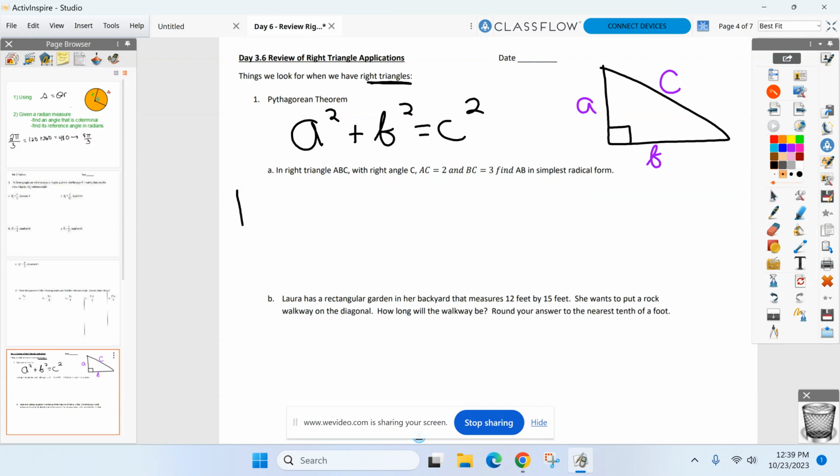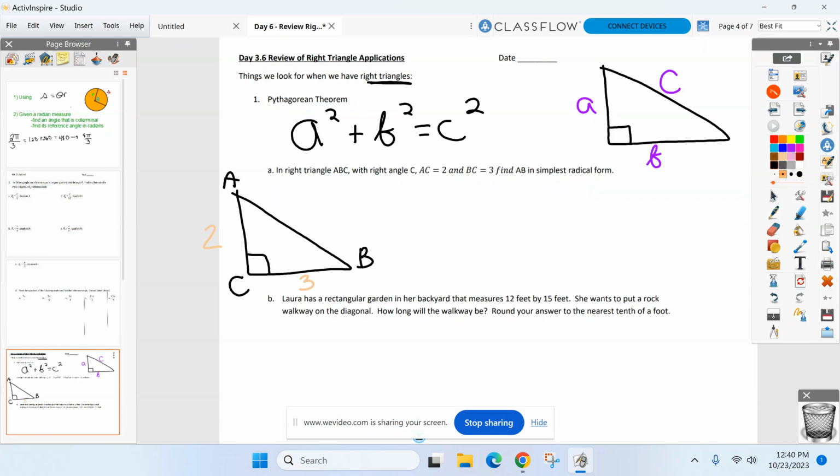All right, so here we go. In right triangle ABC, that's how I name it, everyone sees the right angle is at C. So plop, boom, right away, there's my right angle C. So that means A and B are the other two. It doesn't matter where A and B are. All right, how about the side lengths? AC is 2 and BC is 3. Find AB in simplest radical form, so we're looking for AB.